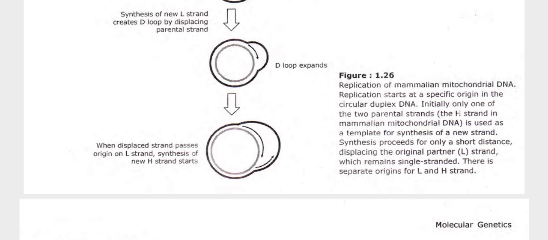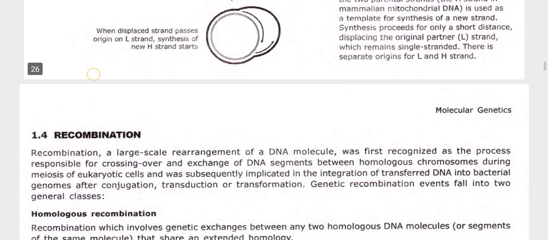Replication of mammalian mitochondrial DNA. Replication starts at a specific origin in the circular duplex DNA. Initially, only one of the two parental strands, the H strand of mammalian mitochondrial DNA, is used as a template for synthesis of a new strand. Synthesis proceeds for only a short distance, displacing the original partner L strand, which remains single-stranded. There are separate origins for the L and H strands.